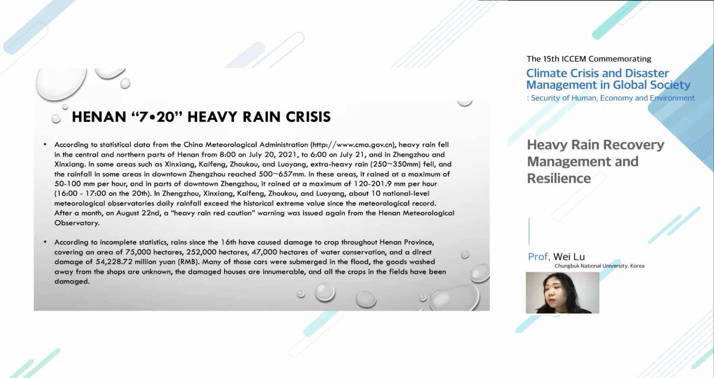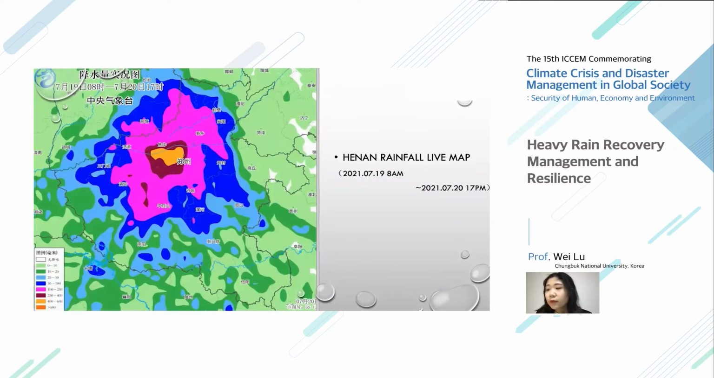After a month, on August 22nd, a heavy rain red warning was issued again by the Henan Meteorological Observatory. Heavy rain can cause a lot of damage. According to incomplete statistics, this heavy rain caused damage to crops throughout Henan province. For example, roads are flooded, and things and trees are blown away by the strong winds, creating dangerous situations. So this picture is the rainfall map from July 19th, 8 a.m. to July 20th, 17 p.m.